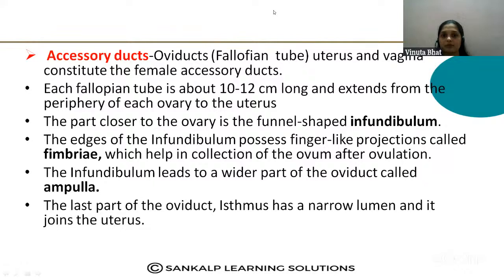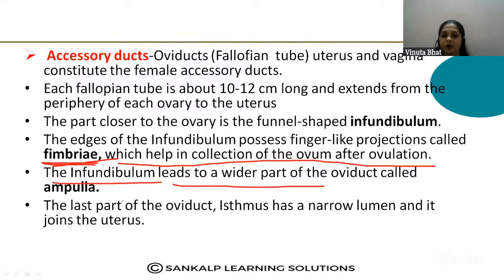Okay, then what is the function of the fimbriae? Very important, it helps in the collection of the ovum after ovulation. So after ovulation, to collect the ovum and transfer it to the fallopian tube, these fimbriae, the finger-like projections, are helping. The infundibulum leads to the wider part of the oviduct, the ampulla, very important.